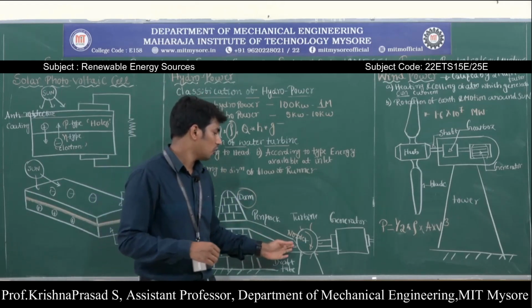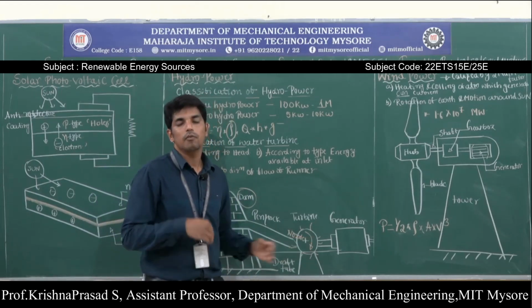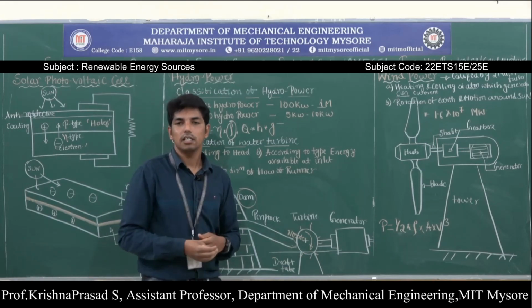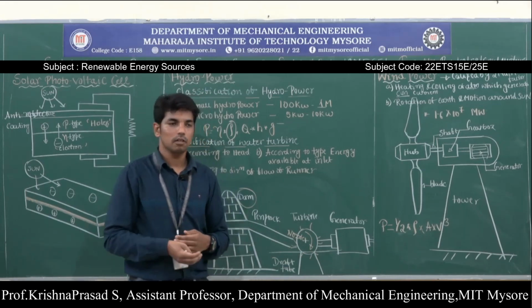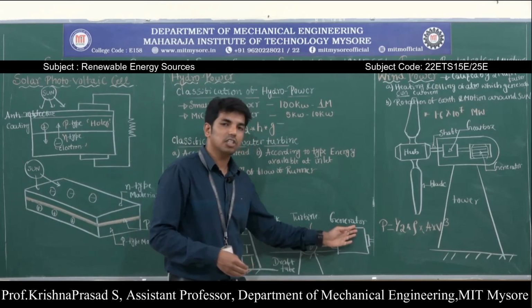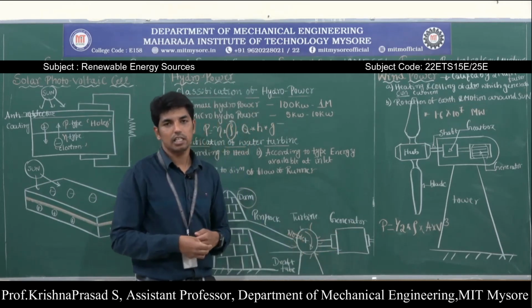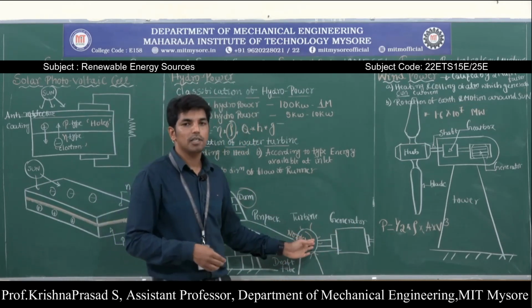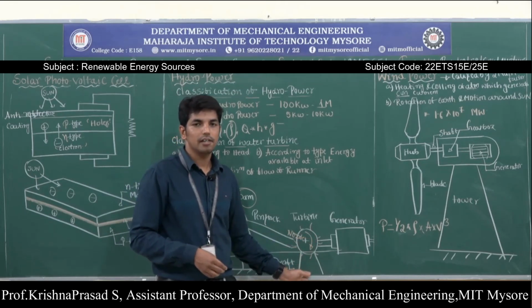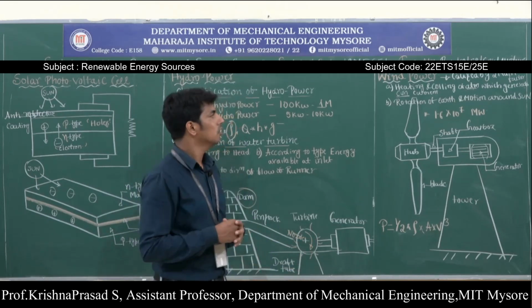Then the kinetic energy of the water is made to flow over the turbine, which converts it into mechanical energy in the form of rotation of the shaft, which in turn drives the generator to produce electrical energy. Then water, after performing its work, is discharged into the tail race through the draft tube.